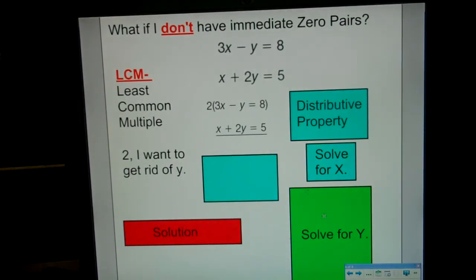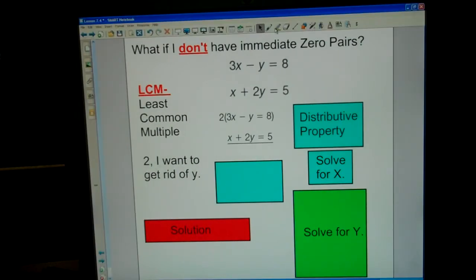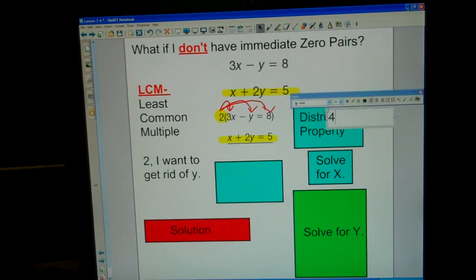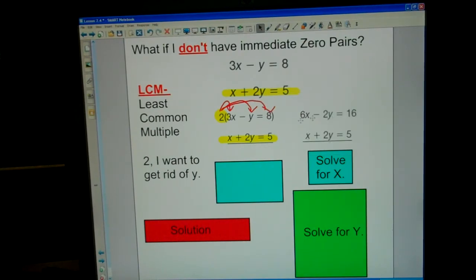Did anything happen to this second equation? Let me get my highlighter here. Anything happen to this equation? No, it's still the same. But I do need to multiply this too, which is going to be what property? It's going to be the distributive property, very good. Which is right here. Oops, what happened? Let me delete that. There we go. Look at what you end up with.